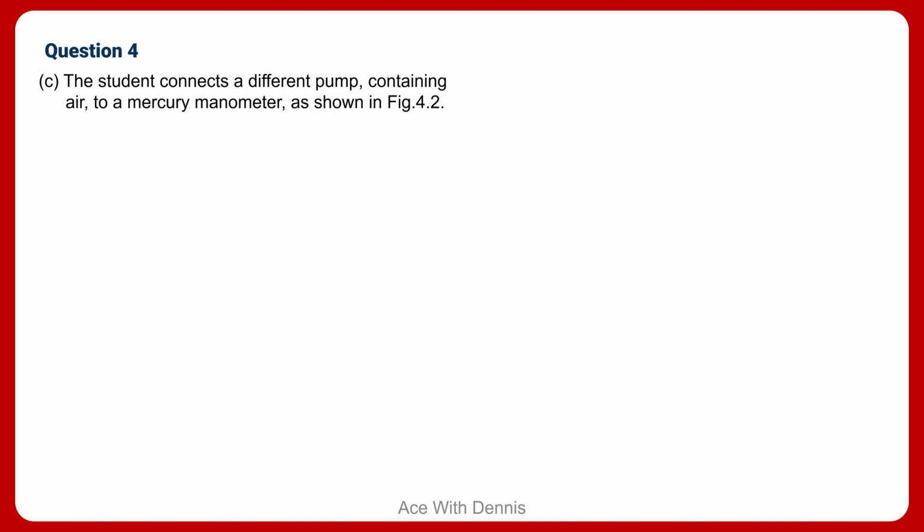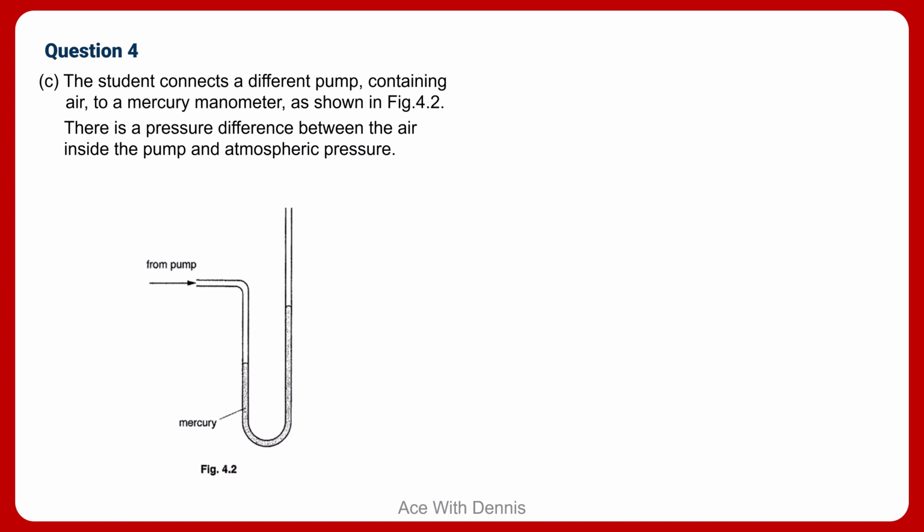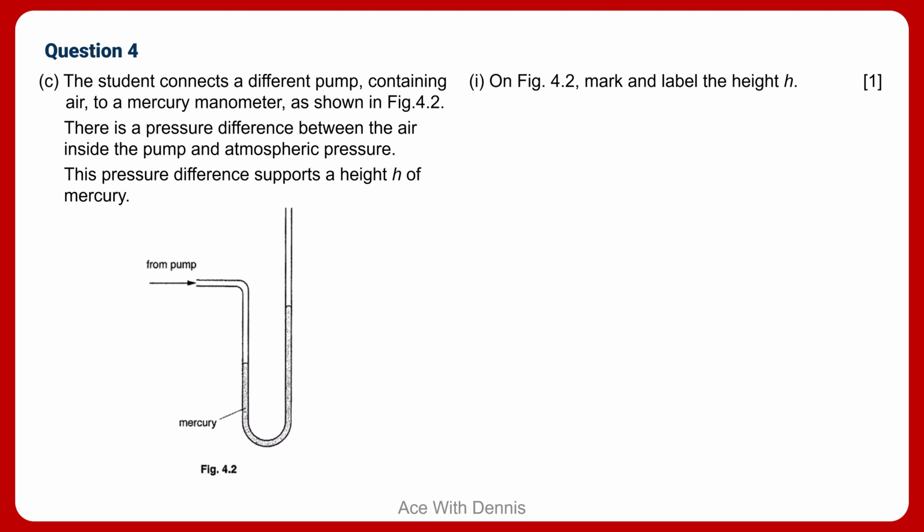C. The student connects a different pump containing air to a mercury manometer as shown in figure 4.2. There is a pressure difference between the air inside the pump and atmospheric pressure. This pressure difference supports a height h of mercury. 1. On figure 4.2, mark and label the height h. 1 mark. Okay, so the height h is the height difference between the two sides of the manometer, and you can mark it in this manner, h.